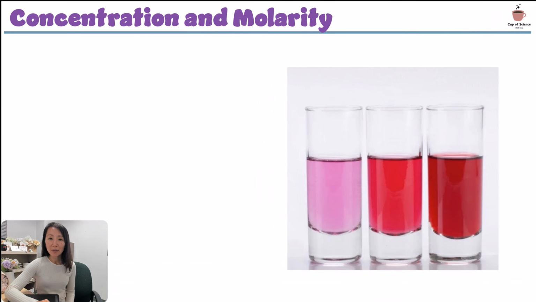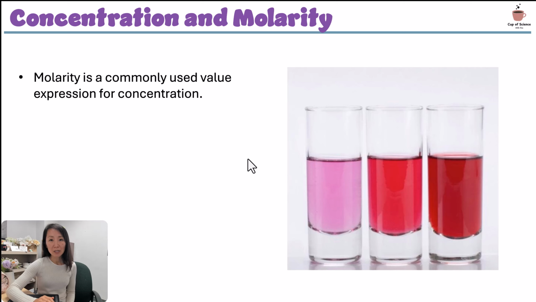If you look at this image on the right, you see 3 different glasses filled with water and a red dye. Which one is the most concentrated one? You will probably say the one on the very right is the most concentrated, and the least concentrated is the one on the left. Now, concentration, you can tell by the color, but many times in chemistry, you can't just determine by color. In fact, we have to let somebody know, or let yourself know, through calculation, through a particular value. So molarity comes into play.